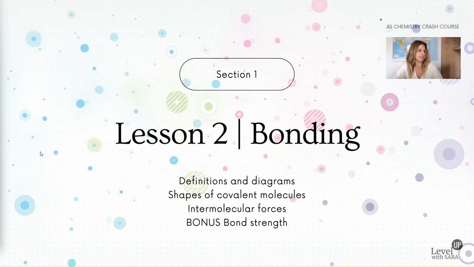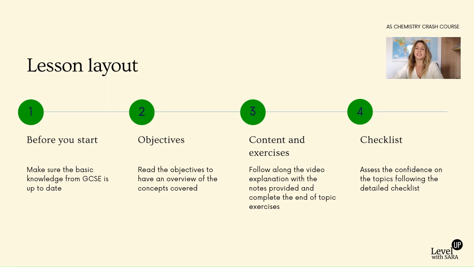Let's get started. So at this point, you should have an idea of how the lesson works, with some basic knowledge from GCSE that we can revise very briefly. We'll look at the objectives to have an idea of the things that we will cover and the most important concepts. Then we will look at the content in much detail and we will do some exercises together. But you will also have the end of topic exercises for you to do on your own and check with the solutions provided. At the end of this, you can assess your confidence on the topics that we did, looking at the checklist.